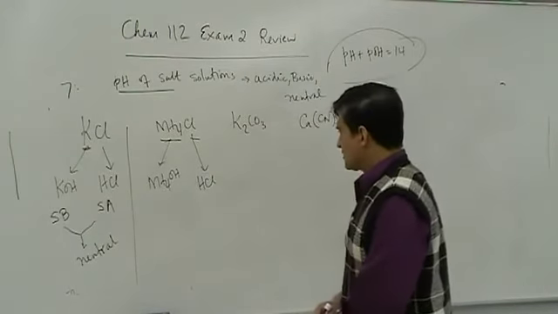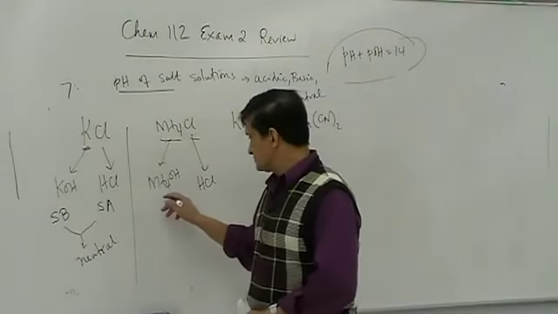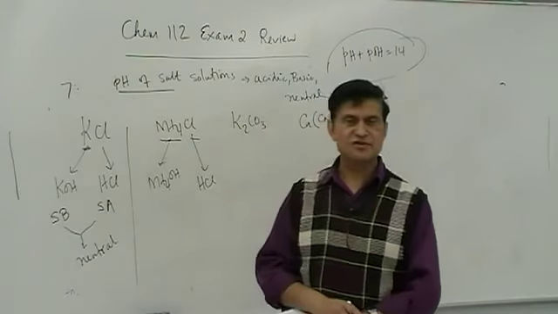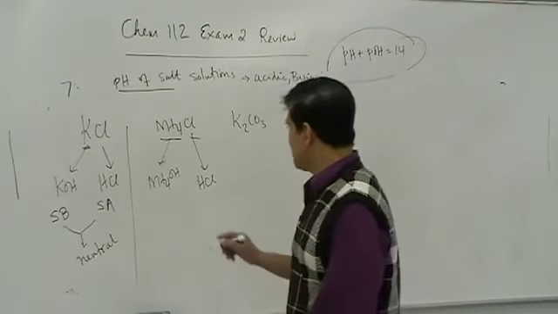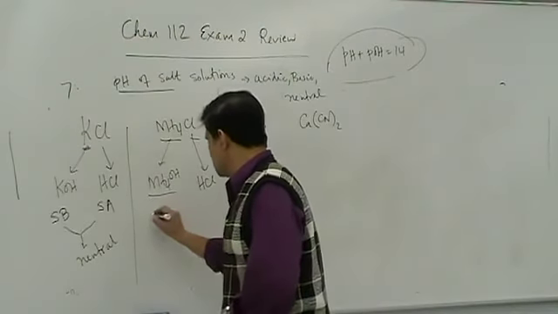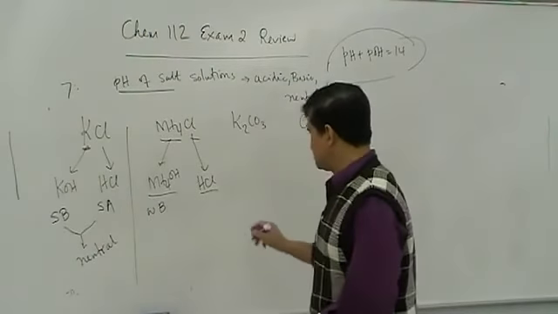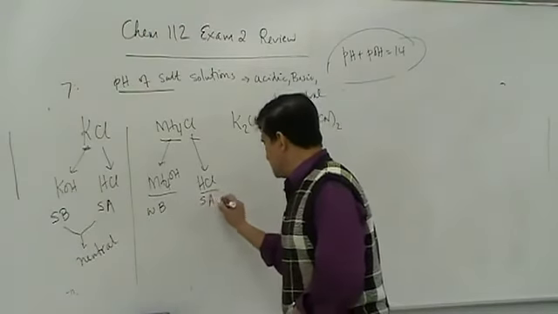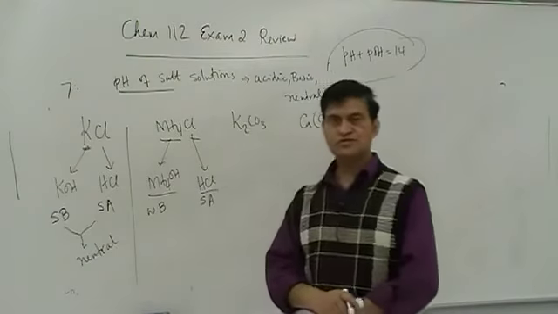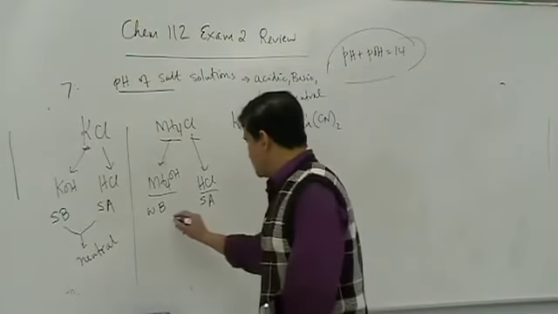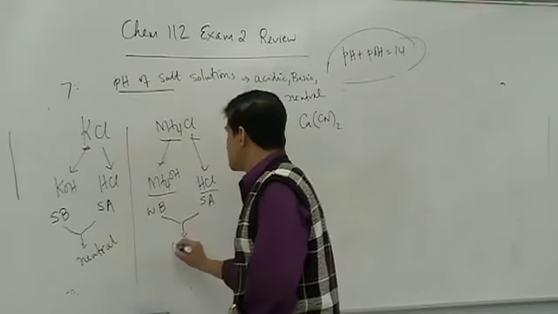Now look at what kind of base this is. Is it like one of those group 1A and 2A hydroxides? The answer is no. So that means this is a weak base. It's not a strong base. And HCl, we already talked about this. This is a strong acid. Strong acid, weak base. Which one is going to be dominant? Obviously the strong acid. So this is going to be an acidic solution.